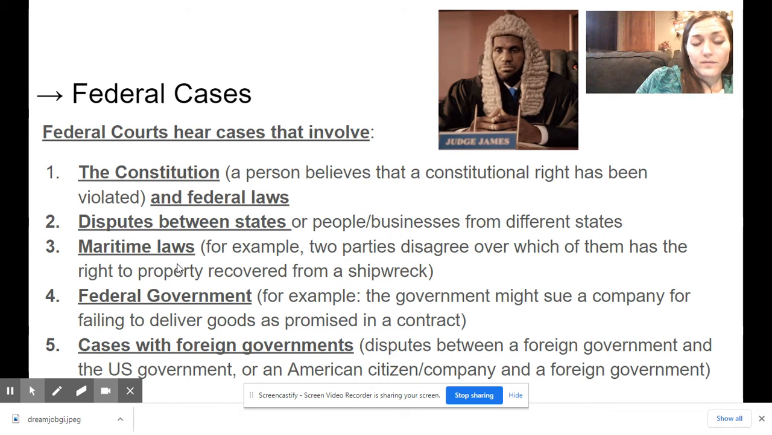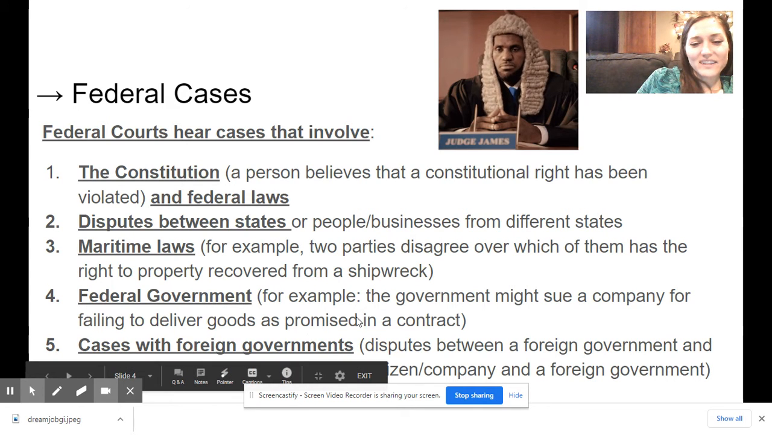Number three, maritime laws. So maritime, that word deals with oceans and stuff like that. So for example, a maritime law could be when two parties disagree over which of them has the right to property recovered from a shipwreck. These are a little bit more rare.